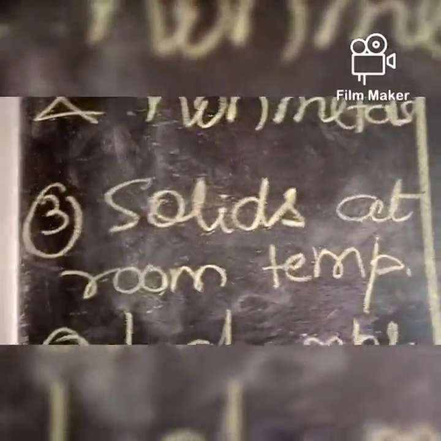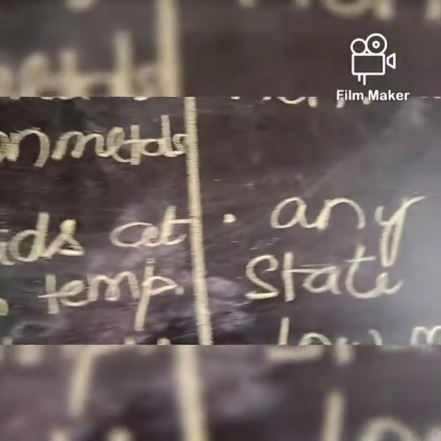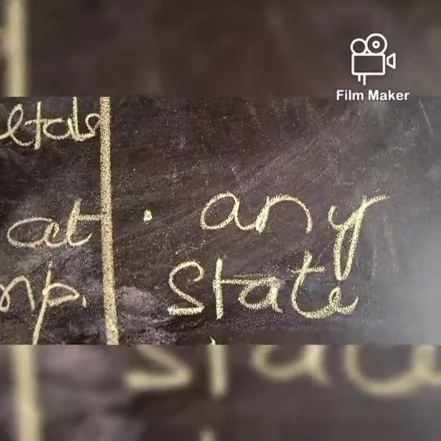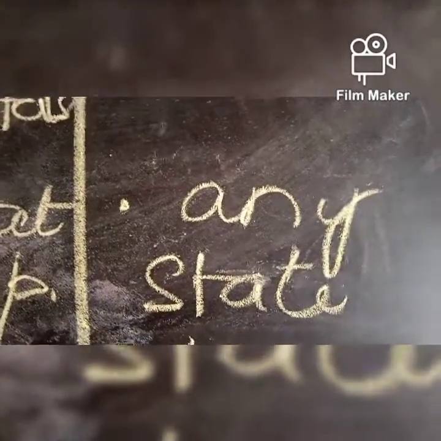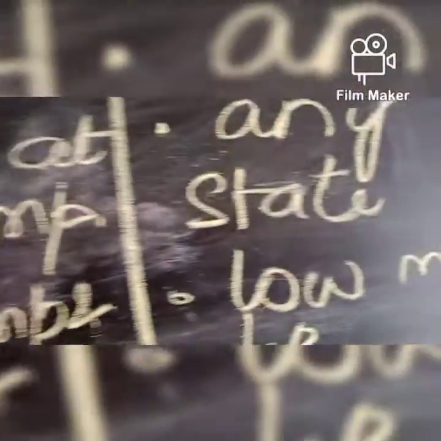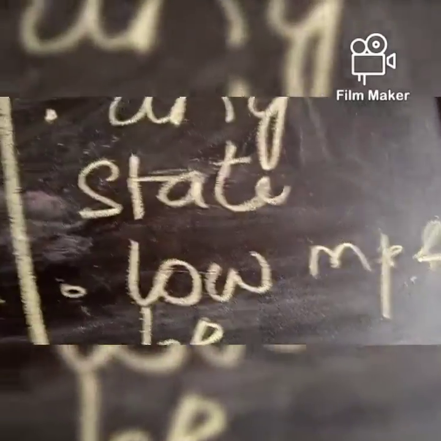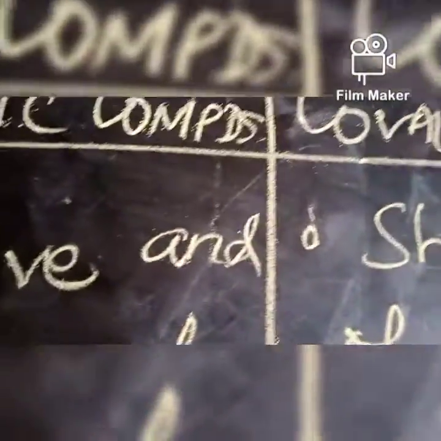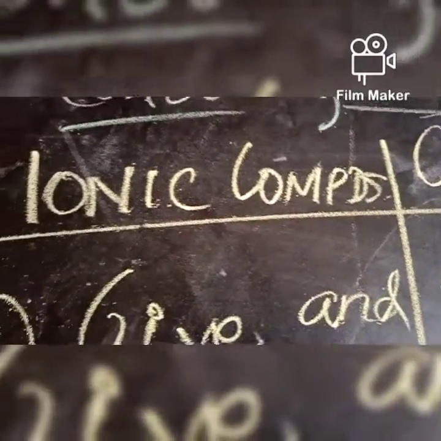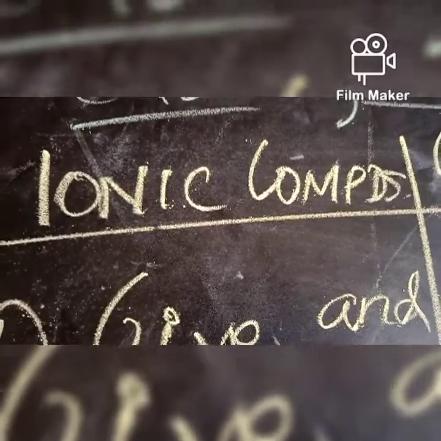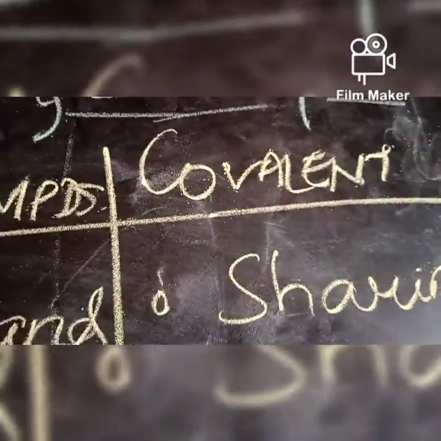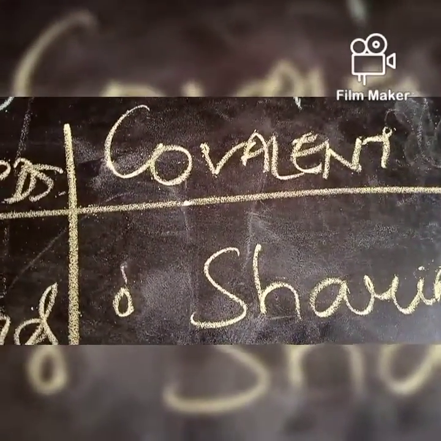The ionic compounds are solids at room temperature. The covalent compounds can be of any state. They can be solid, they can be liquid, they can be gaseous at room temperature. The ionic compounds have high melting and boiling points, and covalent compounds have low melting and boiling points because of the forces of attraction that are present between their individual molecules. Ionic compounds are good conductors of electricity and heat because they can ionize in molten state. The covalent compounds are poor conductors of heat and electricity.